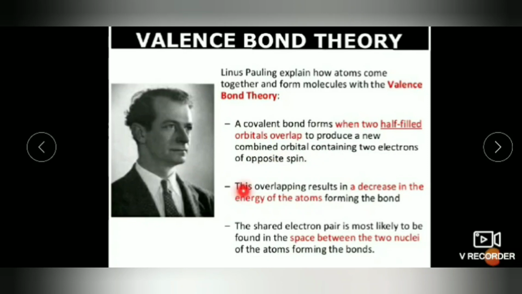While overlapping, the energy of the atomic orbitals decreases. So the energy of the atoms decreases while forming the bond. The sharing of electrons is found in the space between the two nuclei of the atoms forming the bond. The sharing of the electrons takes place between the two nuclei of the two atoms.